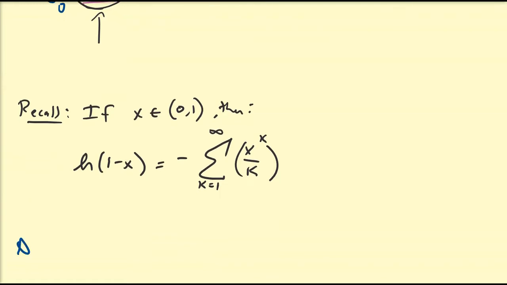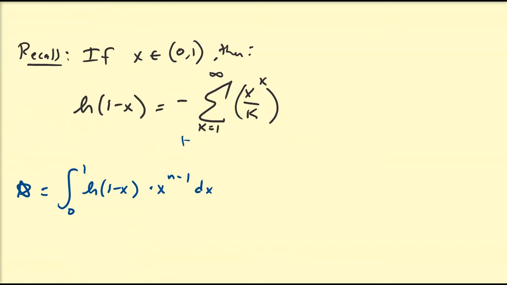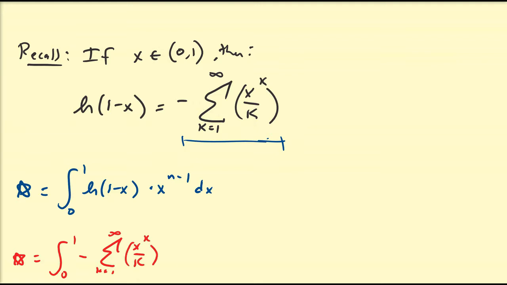So our integral, which I'm going to call star, the integral from 0 to 1 of the natural log of 1 minus x times x to the n minus 1 dx, can be rewritten using this Taylor series expression. So we can rewrite this as the integral from 0 to 1 of the opposite summation from k equals 1 to infinity of x to the k divided by k times x to the n minus 1 dx.